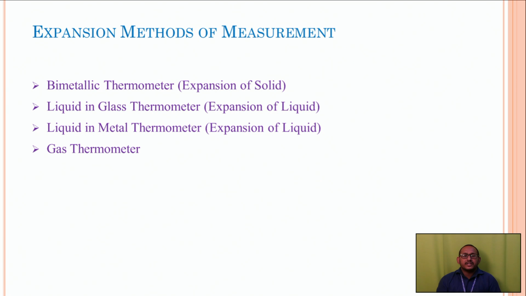There are 4 types of expansion methods. The bimetallic thermometer deals with the expansion of solids. Based on the expansion of the solids, the pointer moves upwards or downwards to show what the temperature is. These are the 4 types we have discussed earlier. We will see briefly the working principles and construction of these types available in the market.